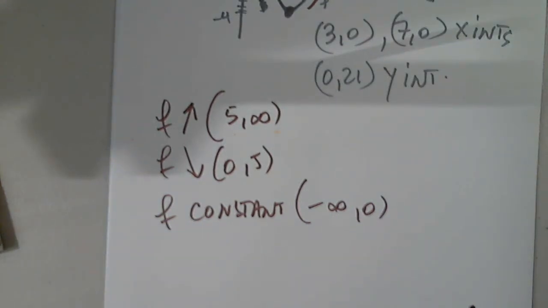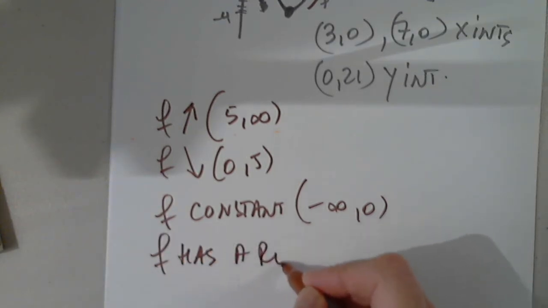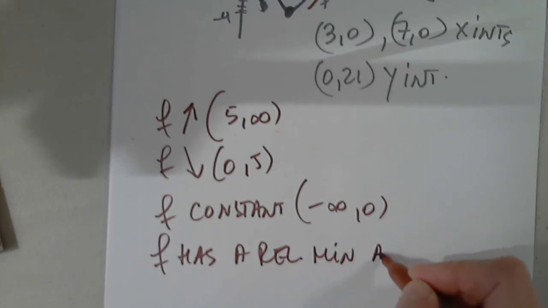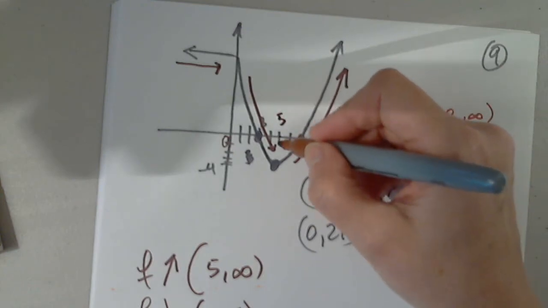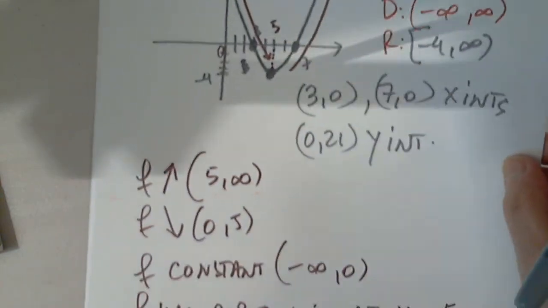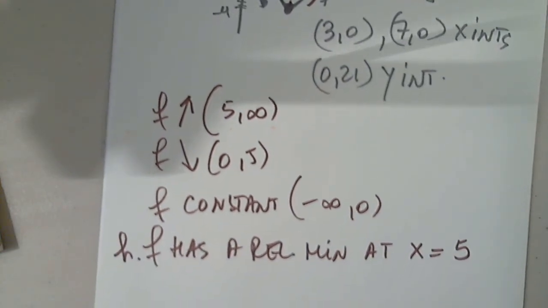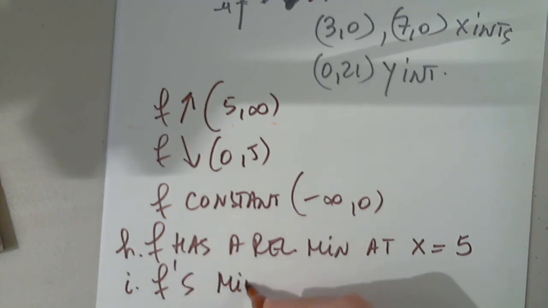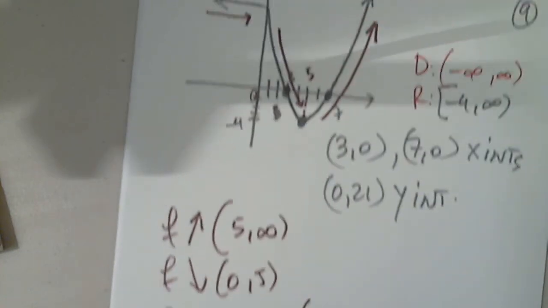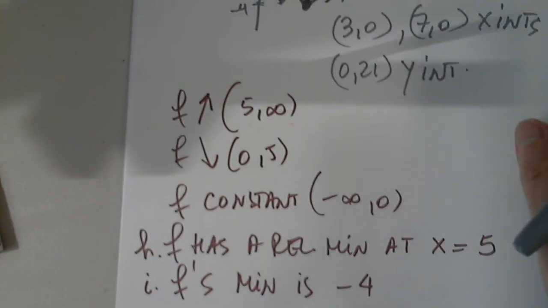The number at which f has a relative minimum. F has a relative min at x equals 5. Right here. So this is h. The relative minimum is asking us for the y value. F's min is -4. That's the y value.